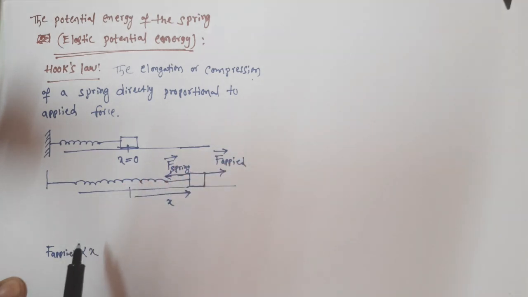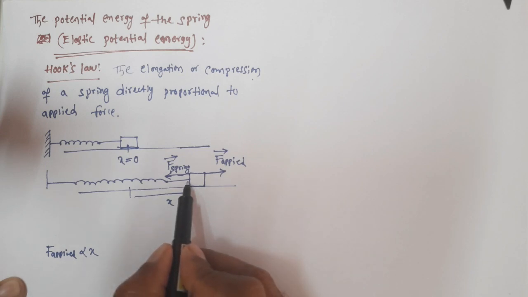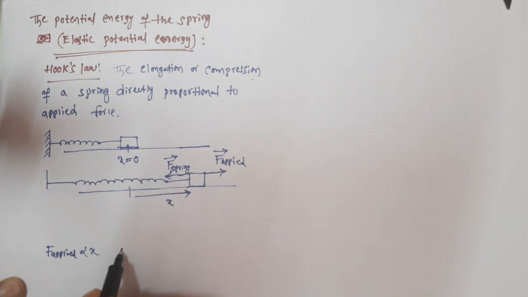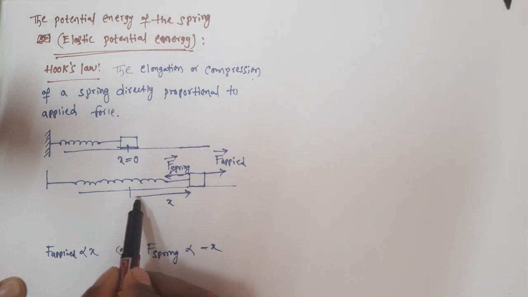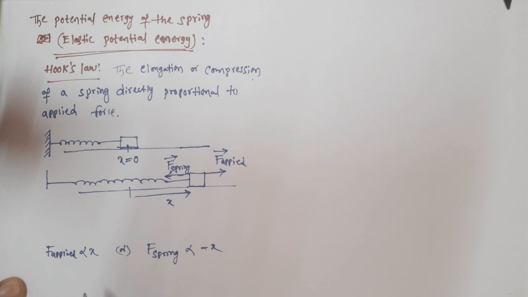That means Hooke's law can be written in both ways. One is in the form of applied force, that is, applied force is this way and extension is this way. But we can also write Hooke's law in terms of restoring force, that is spring force. In some books they write minus x; the minus x comes here, because x is pointing this way but the spring force is pointing in the opposite direction, right?